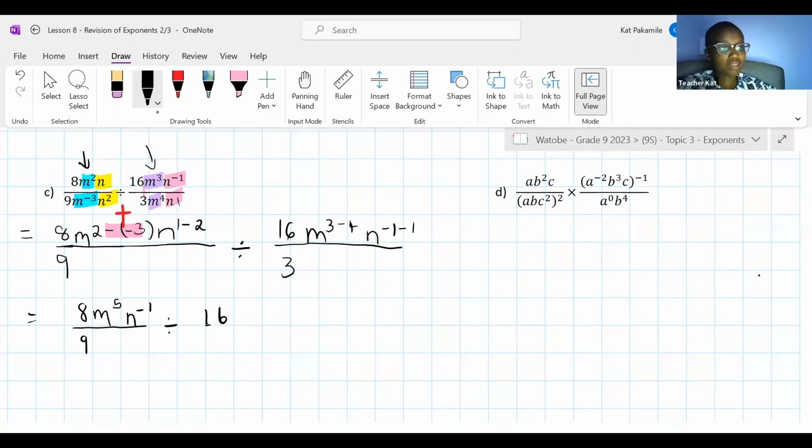16 over 3, we leave it there. m to the power of 3 minus 4, which is negative 1, and n to the power of minus 1, which is negative 2. Do we got it? There are a gazillion other methods, darling. There are so many other methods.